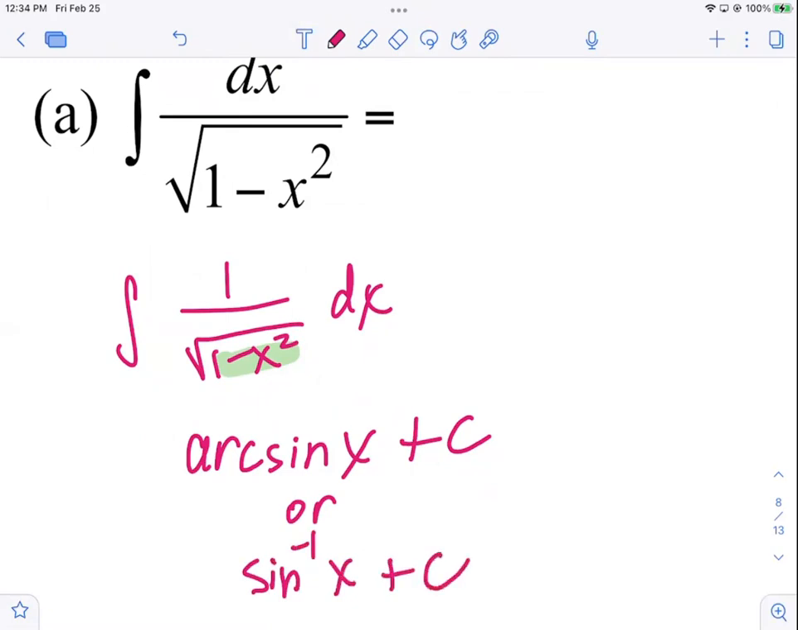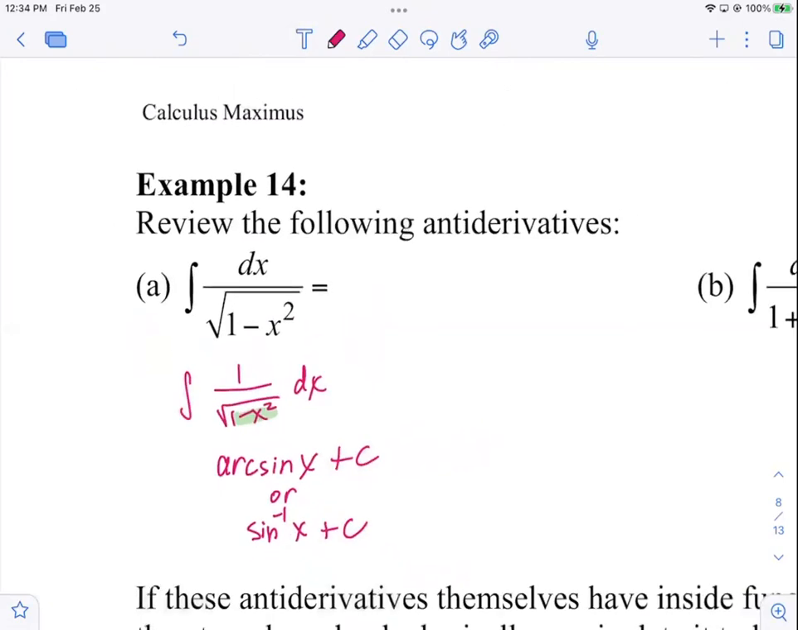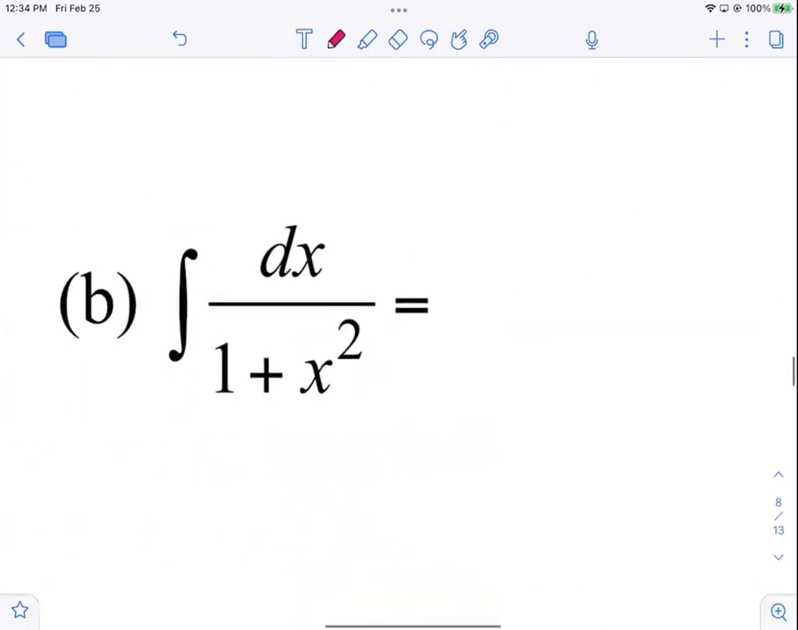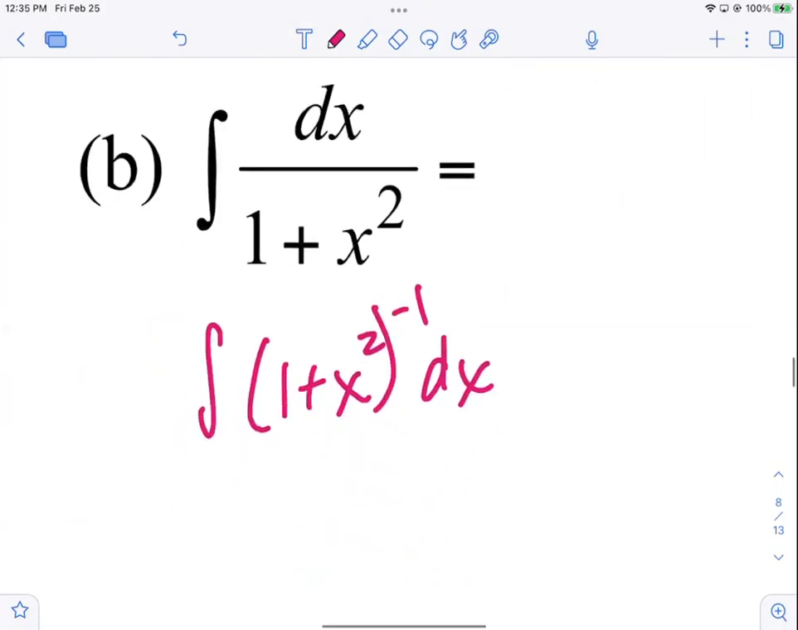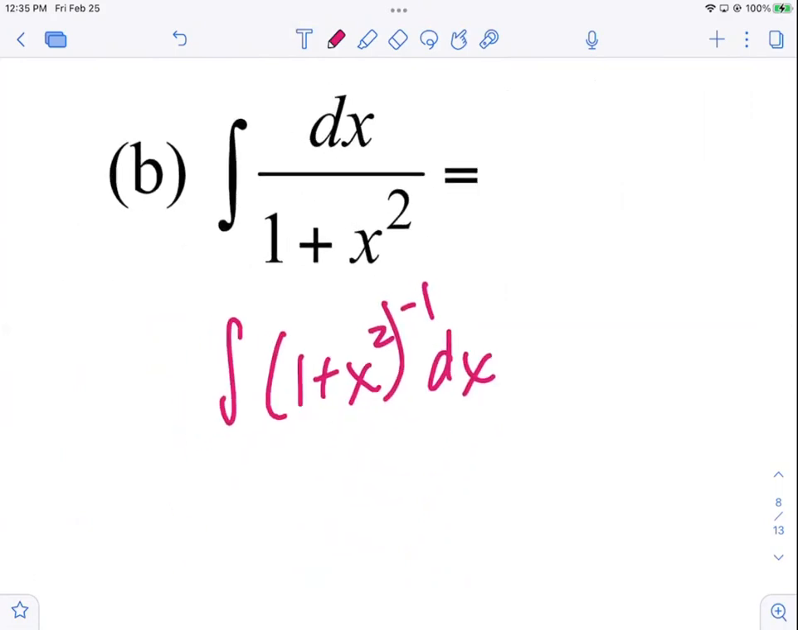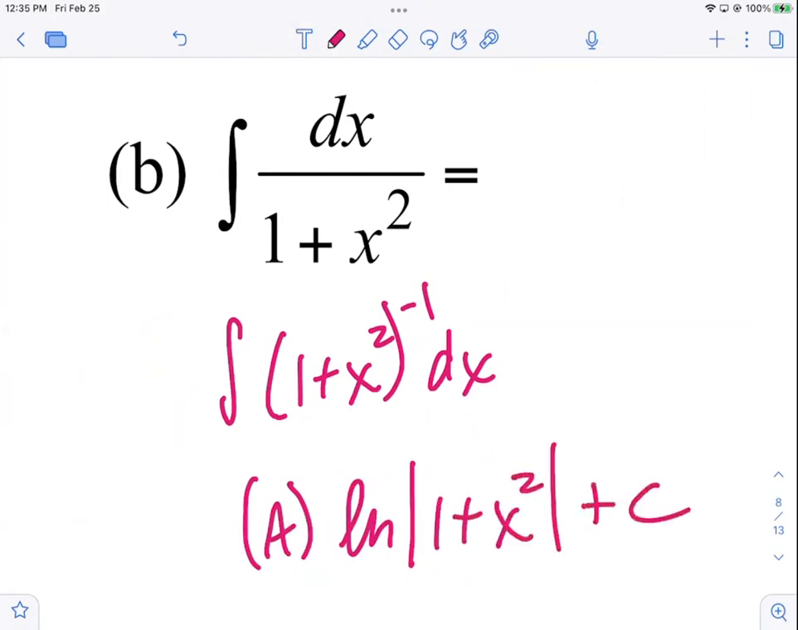We're reviewing again. All right, letter B. Again, if you were to bring the dx off to the right side and then bring this to the top, to the negative first, if I were writing a multiple choice question, my first thing that I would put is answer choice A. It's the natural log of the absolute value of 1 plus x squared. But that's not it, right?